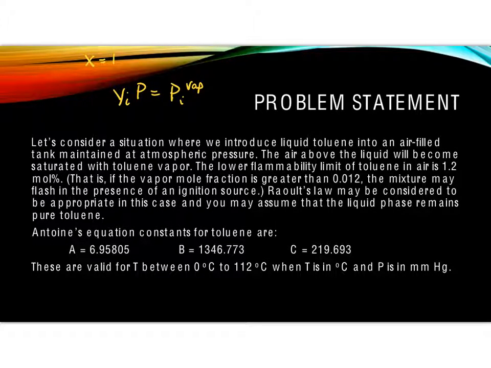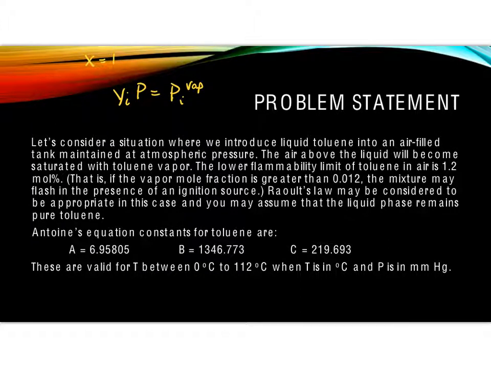So in this particular case, the lower flammability limit of toluene in air is, it's off the screen, lovely, 1.2. That's why I passed out the paper. 1.2 mole percent, which simply says that I need to keep the mole fraction in the vapor less than 0.012. That's going to be my limit. And I can use Raoult's law for this case because toluene in air does form a reasonably ideal solution. So this won't be too bad.